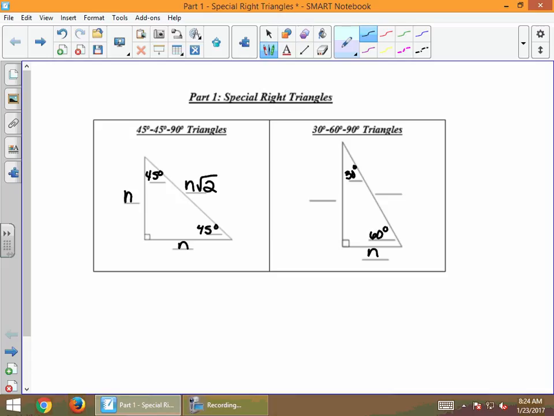Okay. To get your side across from the 60, we call it the long side. You go to the 60-degree angle and drag your pencil across. You take whatever the short side is, and you're going to multiply that by radical 3. And then to get the hypotenuse, you're going to go back to your short side. Take whatever that value is, and you're going to multiply it by 2.